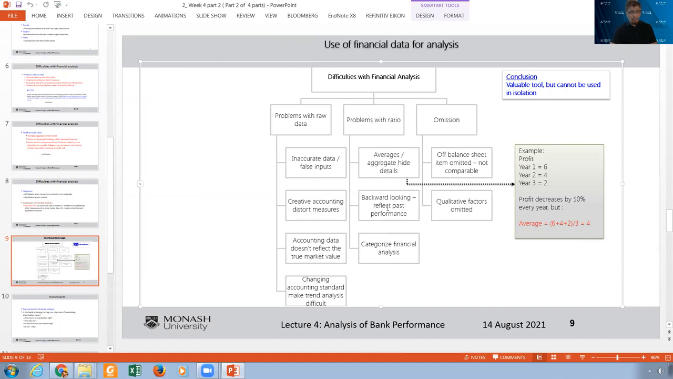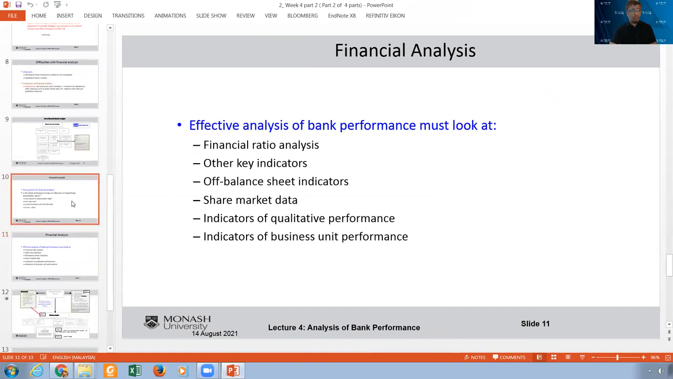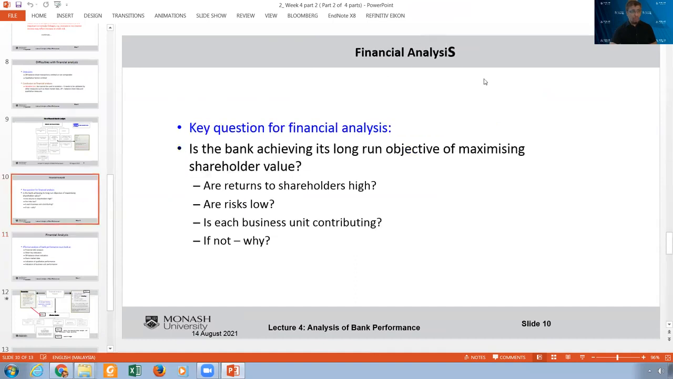They look backward, we already talked about it. They categorize, or compartmentalize. There is omission of off balance sheet and the qualitative. So actually, when we talk about the key financial ratios, the key question is: is the bank achieving the long-term objective of maximizing the shareholders' value?